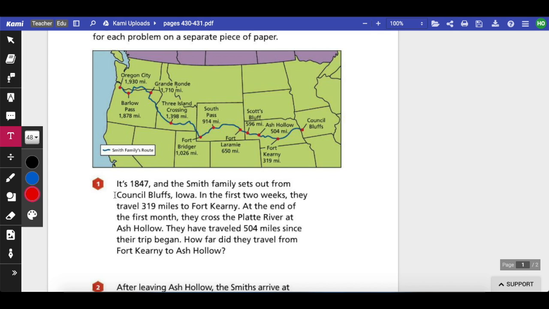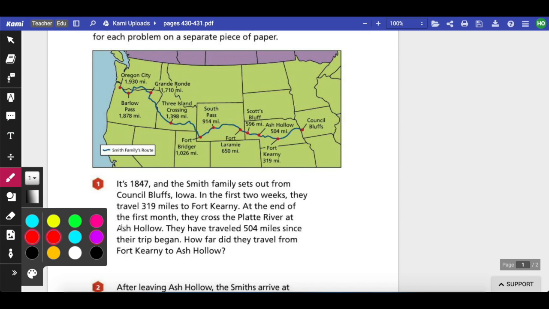Number 1 says, it's 1847, and the Smith family sets out from Council Bluffs, Iowa. In the first 2 weeks, they traveled 319 miles to Fort Kearny. So they travel all the way here. At the end of the first month, they crossed the Platte River at Ash Hollow. They had traveled 504 miles since their trip began. How far did they travel from Fort Kearny to Ash Hollow? So it's asking, what is the distance between here?